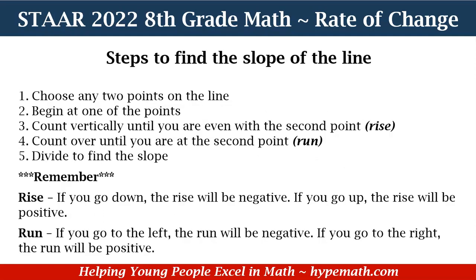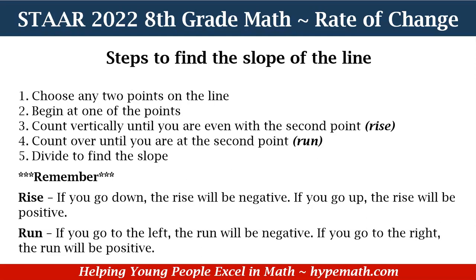So let's talk about the steps on how to find the slope of the line. 1. Choose any 2 points on the line. Begin at any one of the points. Count vertically, that means up or down, until you are even with the second point. This is your rise. Count over, which means left or right, for your second point. This is your run, and then you divide to find the slope.